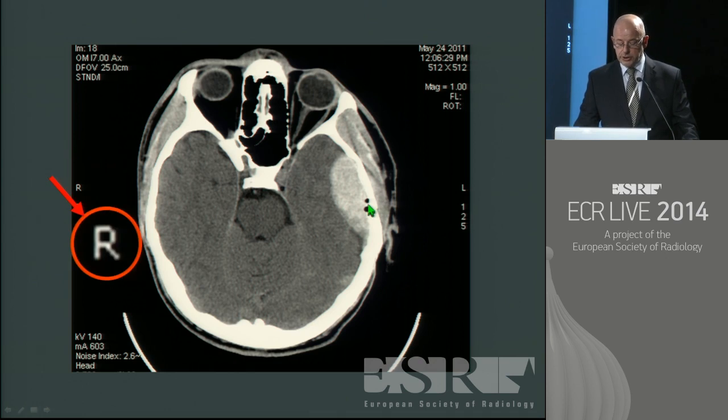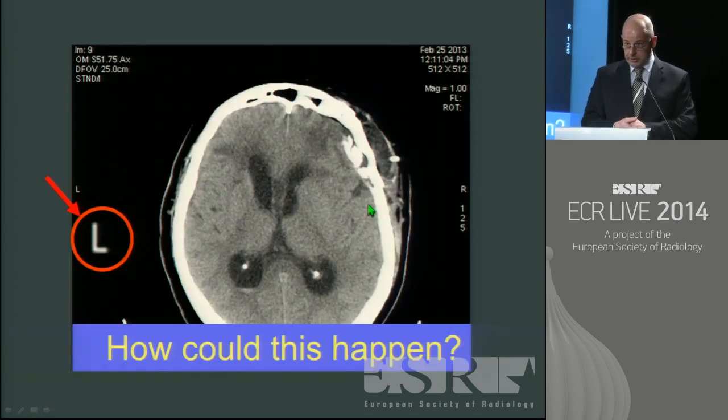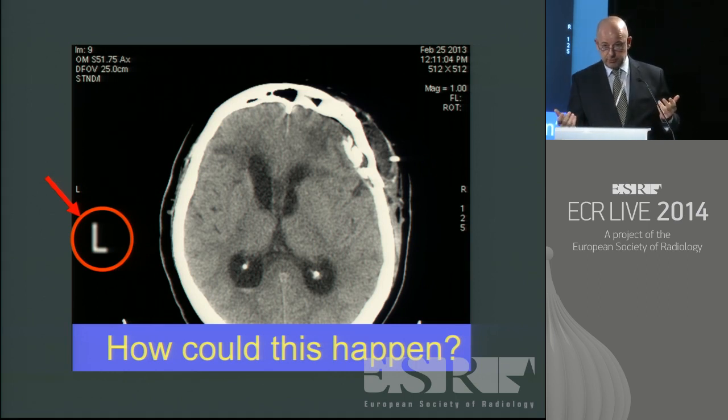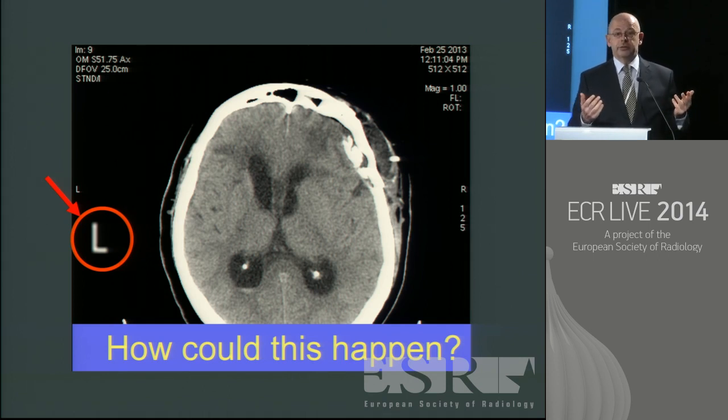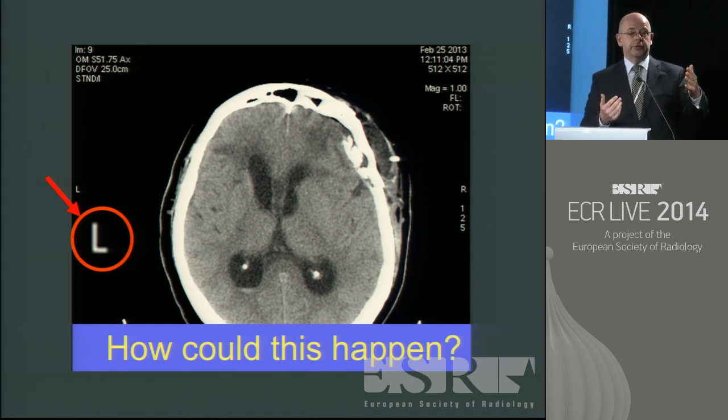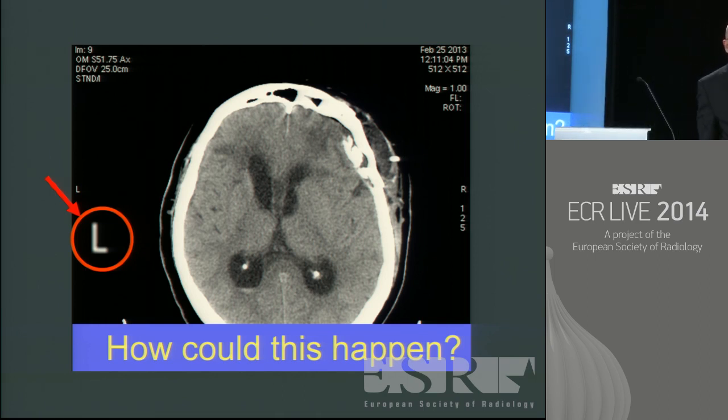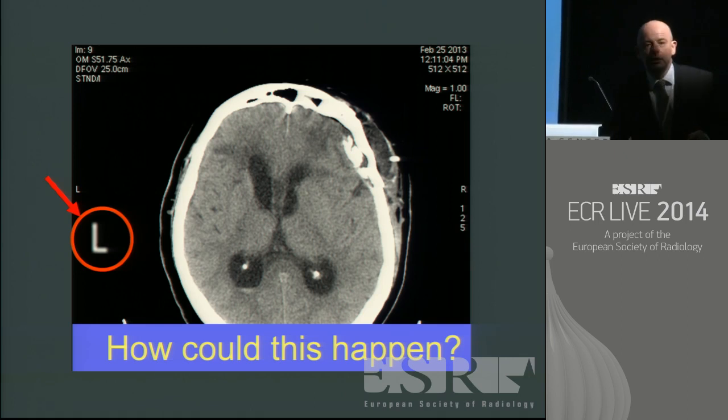So the question is, how could this happen? I wait for possible explanations from you. Fault of the technician? It's almost impossible because all the machines are coded automatically. So when you go with the head first, you always have the right on the left side. So what is the possible explanation? Yes, please. Sorry? The patient lying on the stomach?